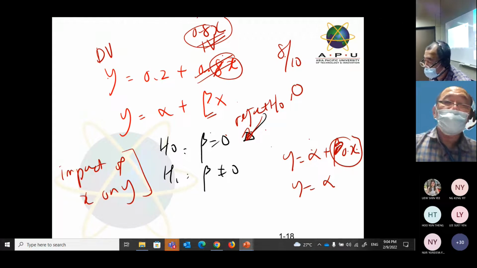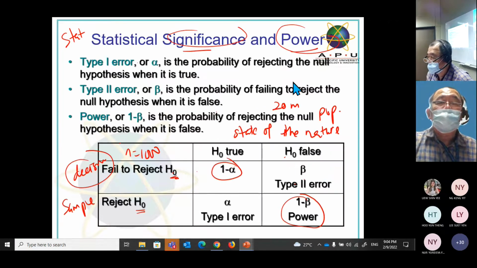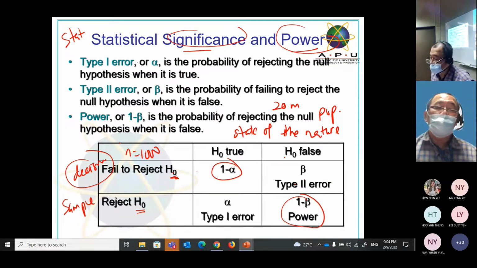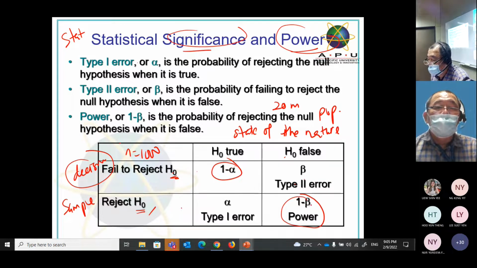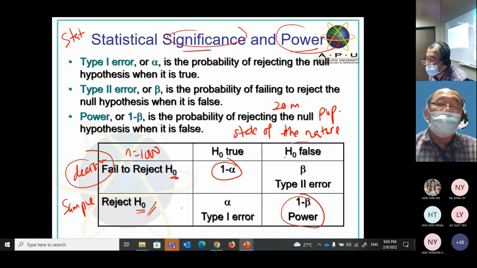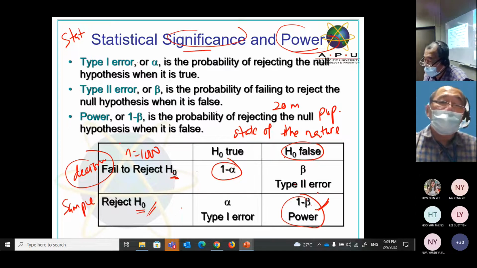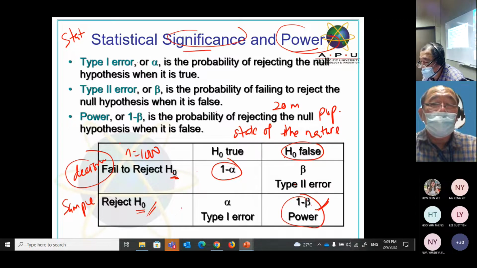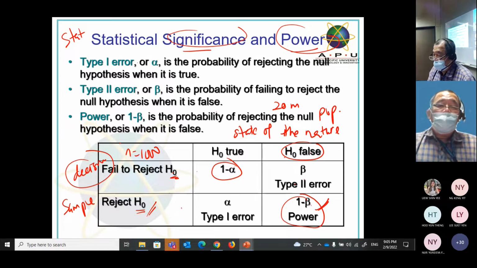If no question, now we see next. So for this context, if we can reject the null hypothesis, we are very happy. Because if we reject the null hypothesis and the null is false, we are good, we are happy. So this is 1 minus beta. We call it power. So higher power is better.